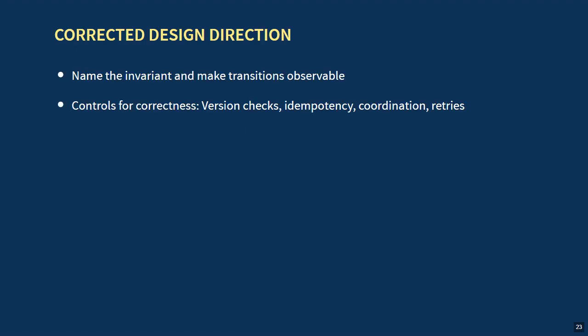To improve our design, we should explicitly name the invariant in play, ensure that transitions are observable, and implement correctness controls. These may include version checks, idempotency controls, coordination mechanisms, and retries. By accounting for these factors, we can create a robust design that withstands the complexities of concurrency.